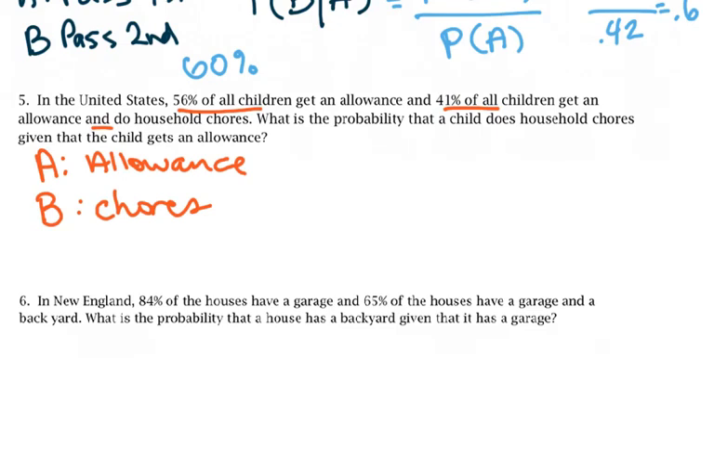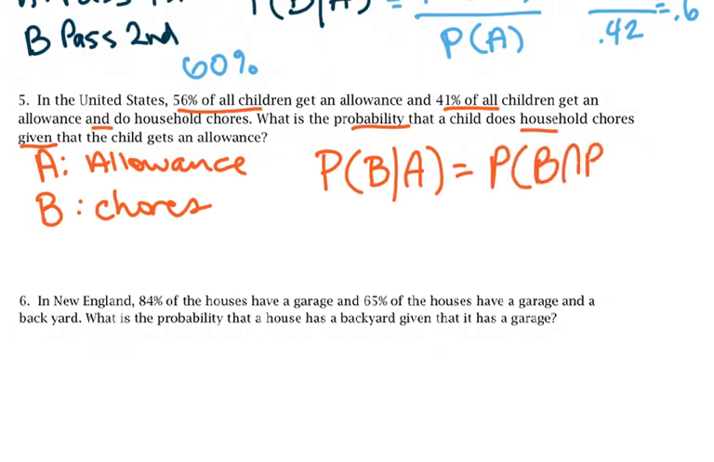And so we are going to find the probability that a child does household chores if I already know that they get an allowance. So the probability that they do chores given that we know that they have an allowance. So that's going to be the probability of the intersection of B and A divided by the probability that they get an allowance.